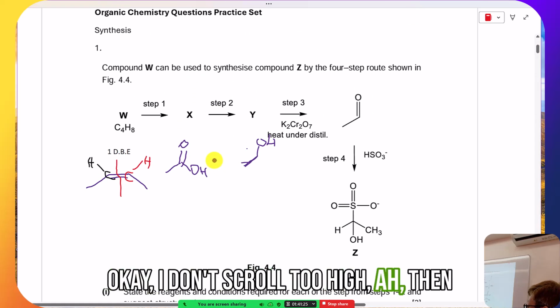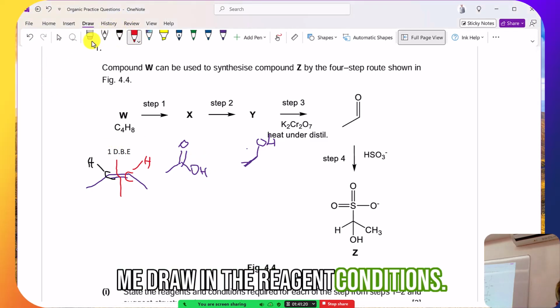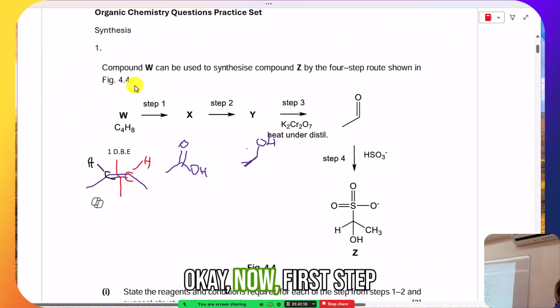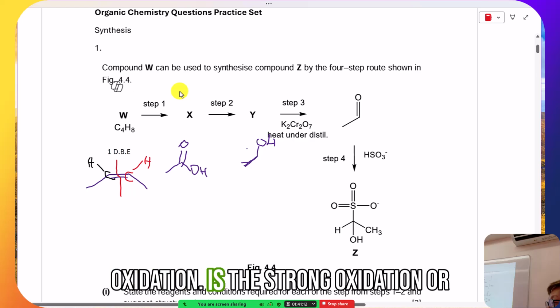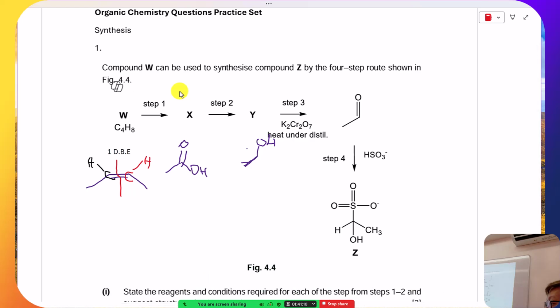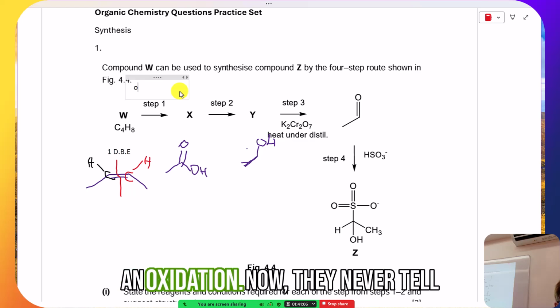Okay, I don't scroll too high, then you all cannot see. Okay, now let me write in the reagent conditions. Now, first step is actually an oxidation. It's the strong oxidation of alkene. Remember? Yeah, so we can call it an oxidation.